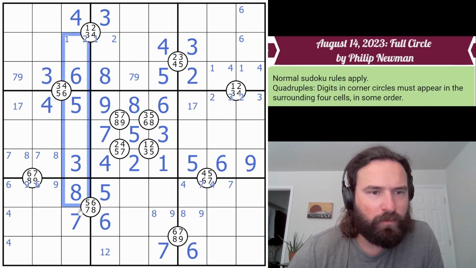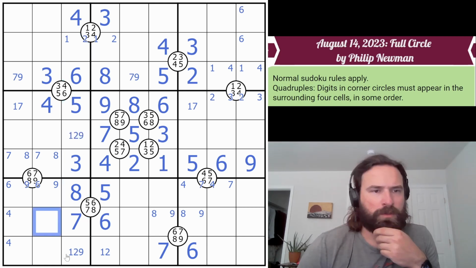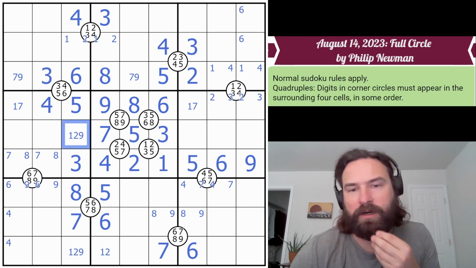So we got 1s and 2s here, and then we got 9. 1, 2, 9. Maybe I'll take note of that. Oh, 9 has to go up here, so this is a 1, 2, and then we have a 1, 2 pair down here as well, which is going to put a 9 there, which is great.